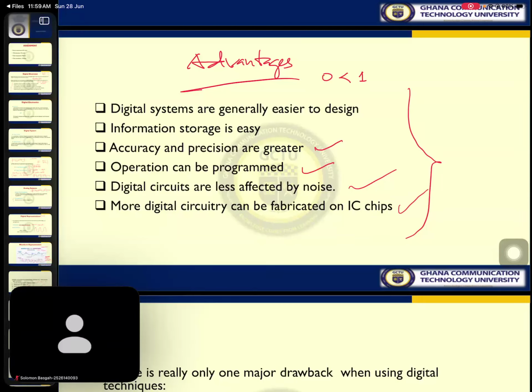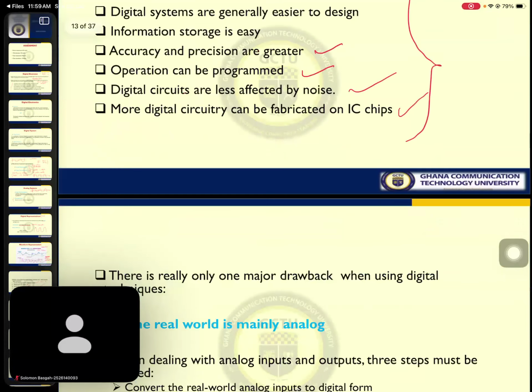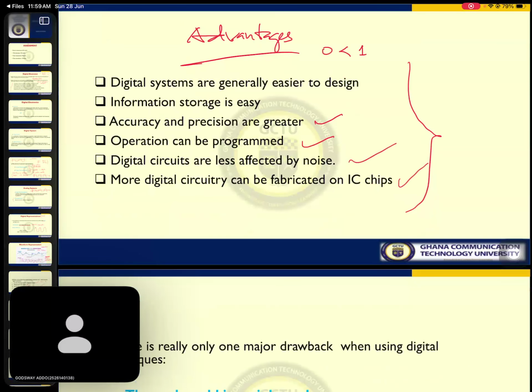The last one is that more digital circuitry can be fabricated on integrated circuit chips. It means that digital circuits can be integrated into a small chip. Now we have a lot of integrated circuits, or chips, and this is why modern processors can contain billions of transistors. So these are some of the advantages of digital systems.